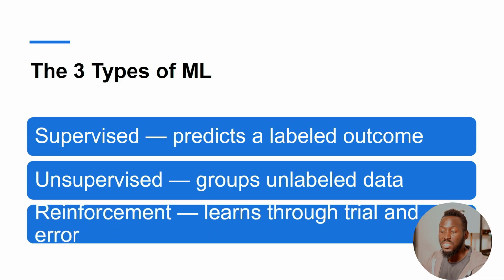The last one is reinforcement learning, where the computer learns through trial and error. It's just the way it says. You give it some data, it tries to learn from it, it gives you an answer, and you say, no, this is not good. Then it gives you another answer, oh, this is good, keep doing that. So it keeps learning through trial and error.